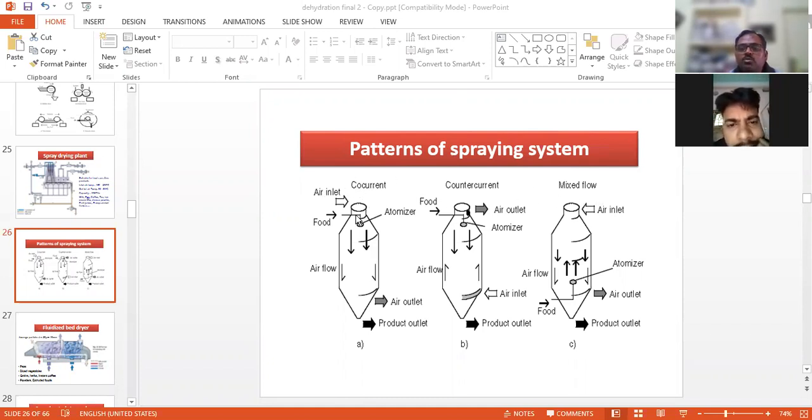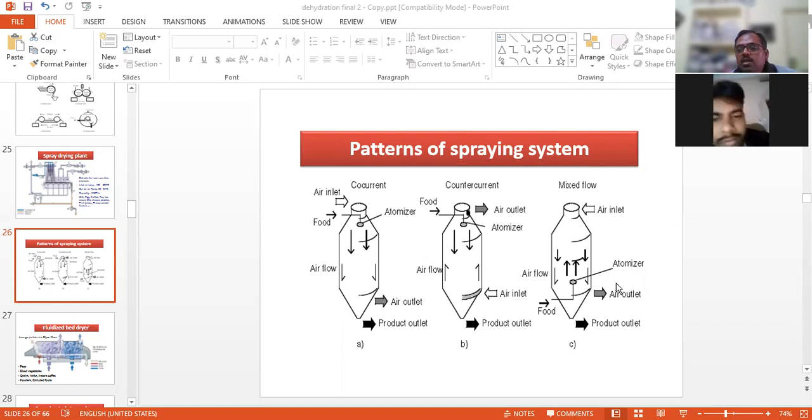This is co-current, where the air or the fluid comes in the same direction. You can see it in the same direction. Here the atomizer, the food, and the air inlet come and flow in the same direction. Counter current is where the food and the atomizer are in opposite directions.